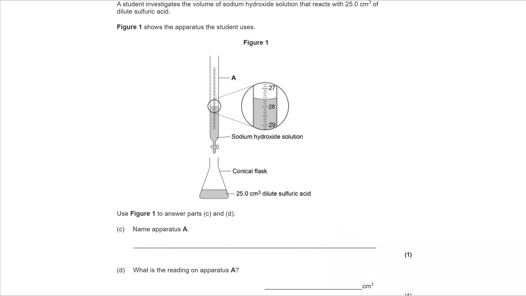Moving on to parts C and D, we've got the diagram here of the apparatus. We need to know what A is. Again, you need to recognise this. Straightforward factual recall. This is a burette.